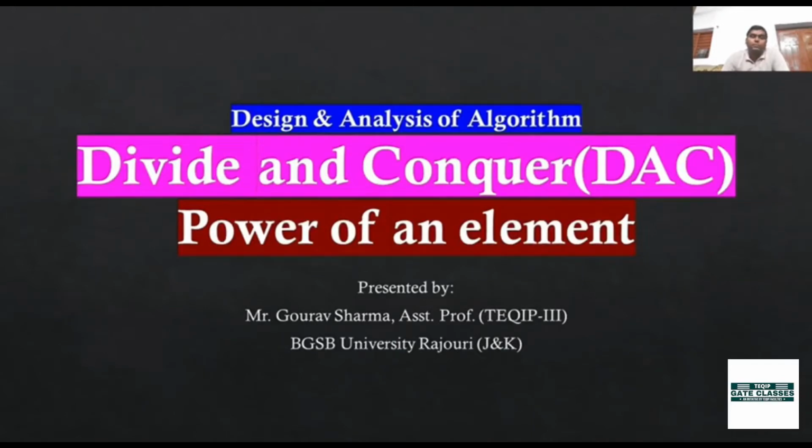So I am Gaurav Sharma. Today we are going to start the divide and conquer strategy of design and analysis of algorithms. This is a very new algorithm design technique which we use in our day-to-day life and real-world problems. Those problems which are not solvable with any traditional techniques or traditional algorithms, we can solve easily with the use of the divide and conquer technique.